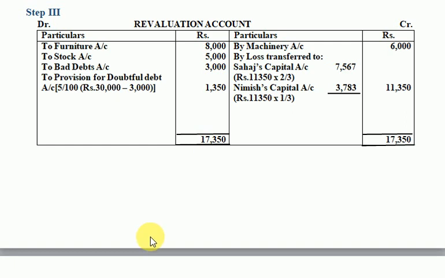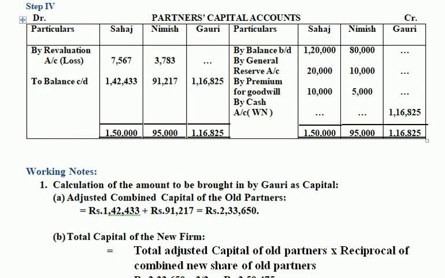We have to move to our next step, which will be partner's capital account, where we will be calculating the proportionate capital of new partner Gauri after doing all the necessary adjustments of the old partners. Now here is our step 4, where we prepare partner's capital account, which starts with the opening capital of the old partners, that is, by balance b/d, brought from the liability side of the balance sheet, 1,20,000 and 80,000.